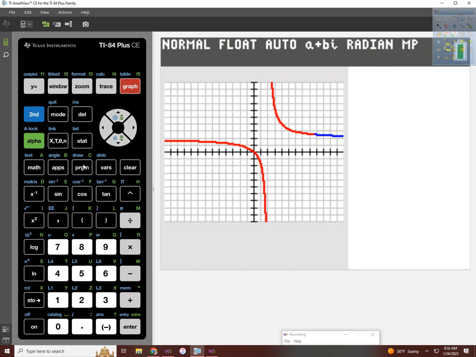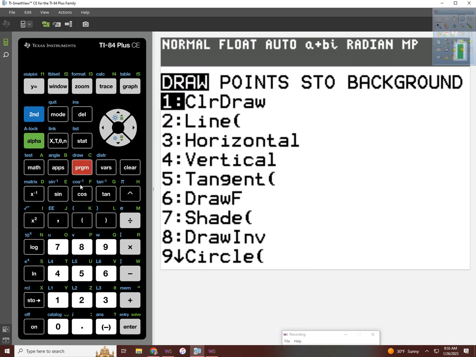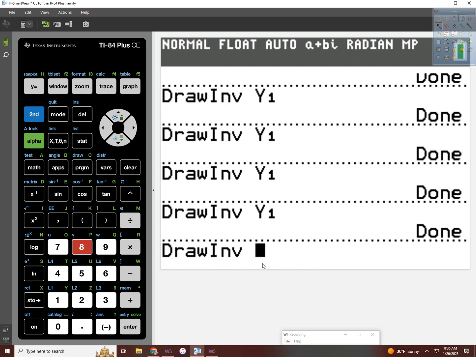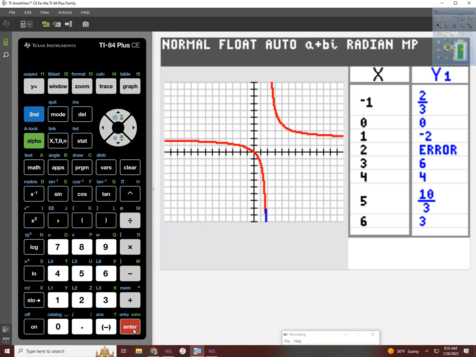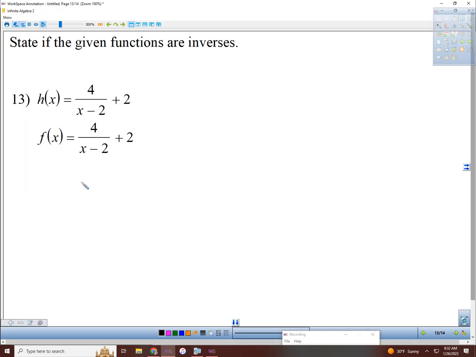So we're going to go to the Draw menu, which is second, and Program, and then we're going to choose option 8 for Draw Inverse. And then we have to tell it we want to draw the inverse of the equation that is in the y1. So we go to alpha and trace to grab that y1 right there. So press enter. And then we're going to press enter again. And if you notice, the blue draws over the entire red. I know that sometimes there's a little red peeking through, but that's just because the calculator has a hard time drawing curves. So it mapped right over the red one. So yes, these are inverses.